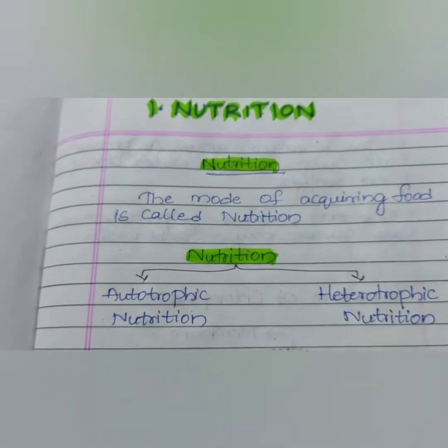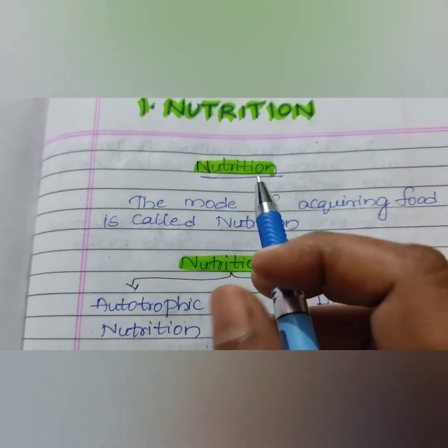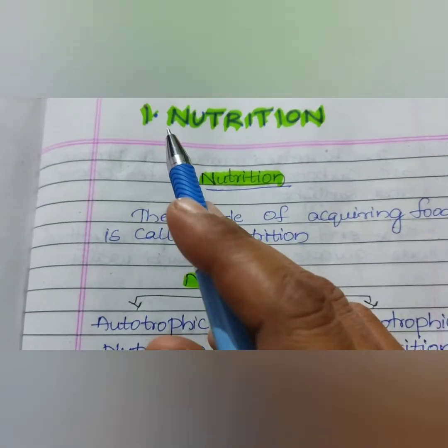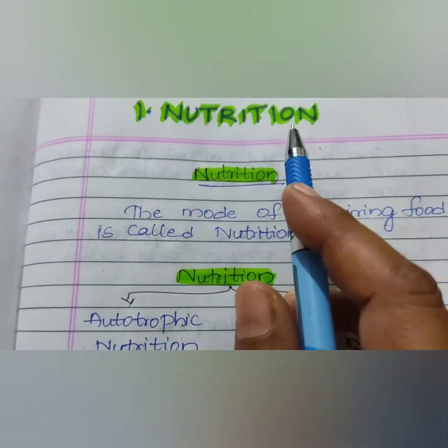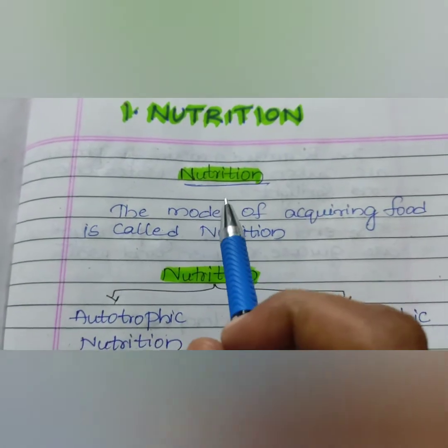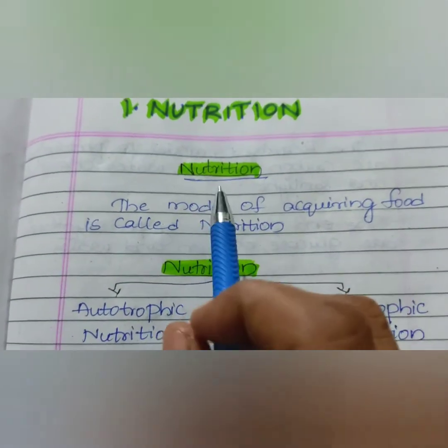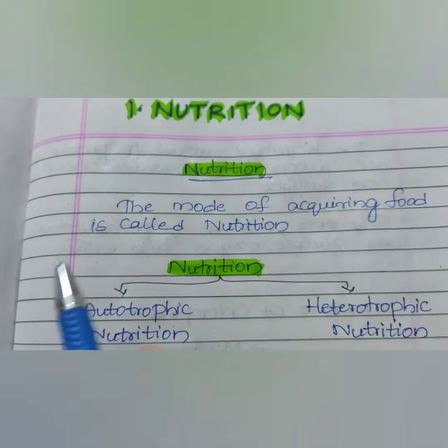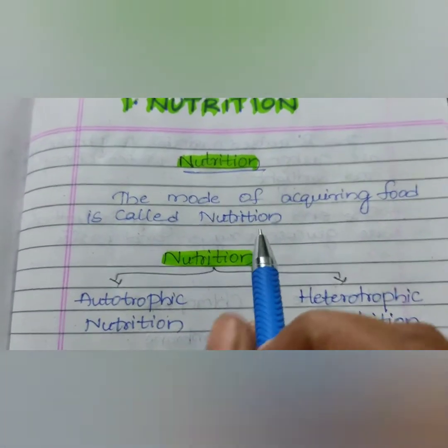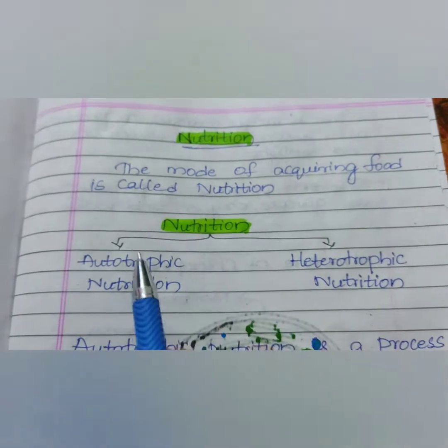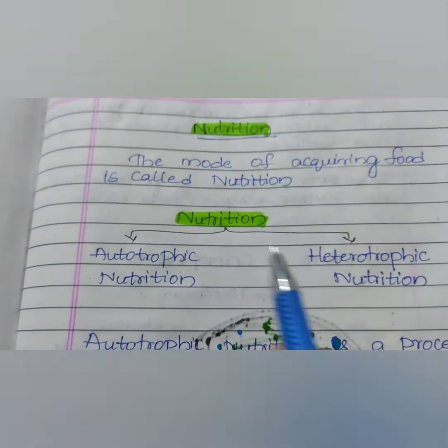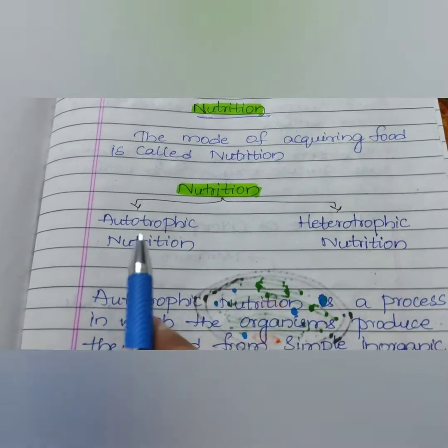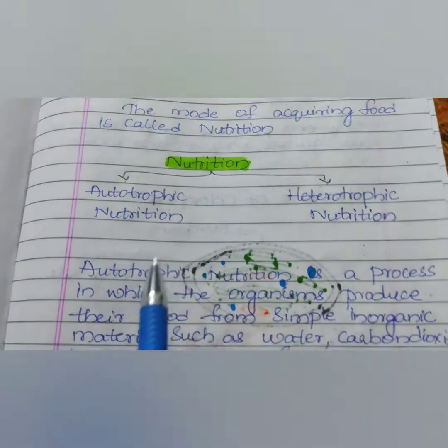Hello students, now we are going to look at the first lesson, 10th class biology, chapter 1, nutrition. First we will define what nutrition is. Nutrition is the mode of acquiring food. This nutrition is of two types, autotrophic nutrition and heterotrophic nutrition. Now we will see what autotrophic nutrition is.